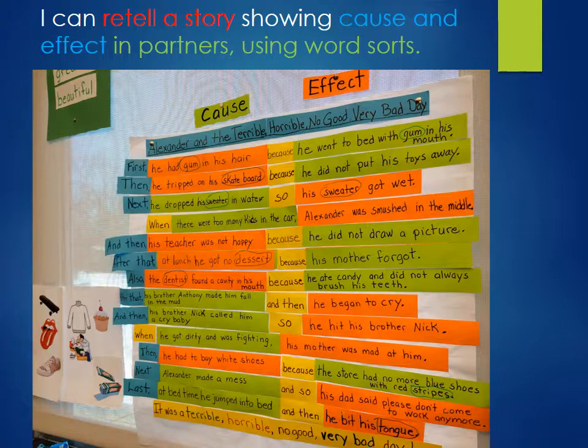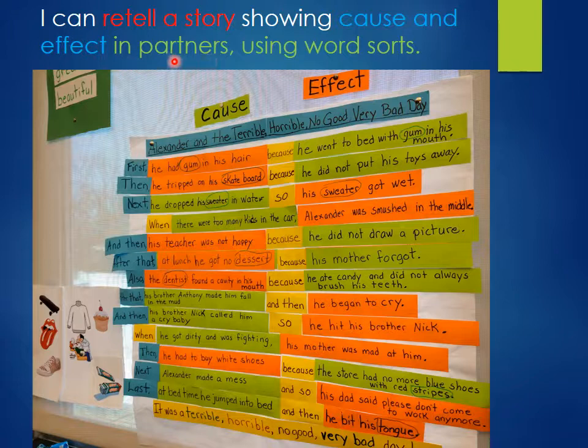Here's another example of an MPI adapted from a 2nd grade ELA Common Core Standard. The language function, as you can see, is retell a story. The ELA content stem is cause and effect. The supports, there are 2 in this one.